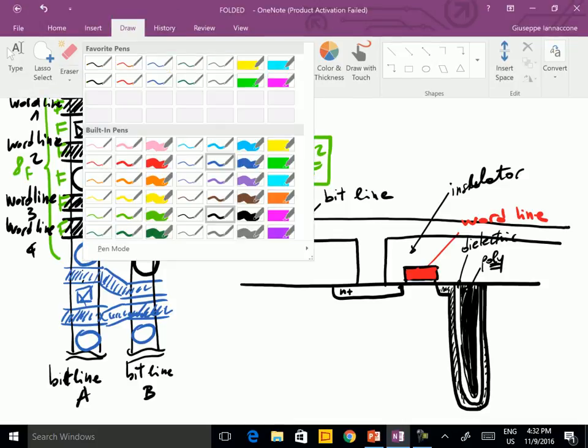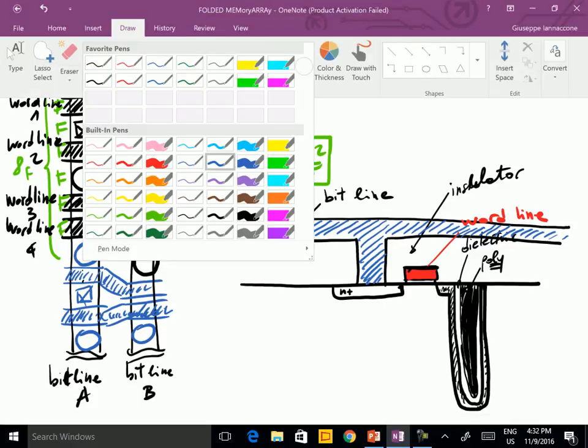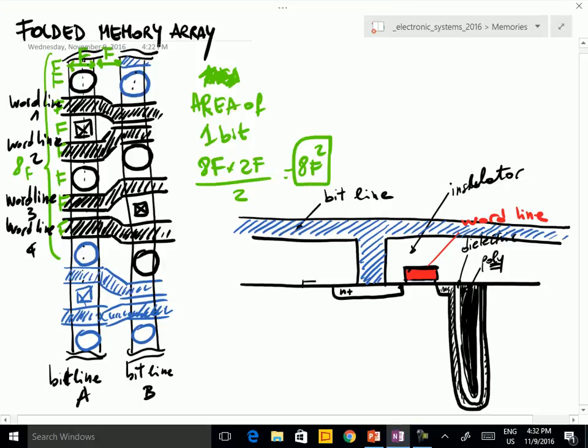We can draw the bit line. The bit line is metallic. We can draw it in blue. So the word line, the capacitance, the contact, and then on the other side we have again another word line. This is the electric and this is the other word line, and then we have the other capacitance.